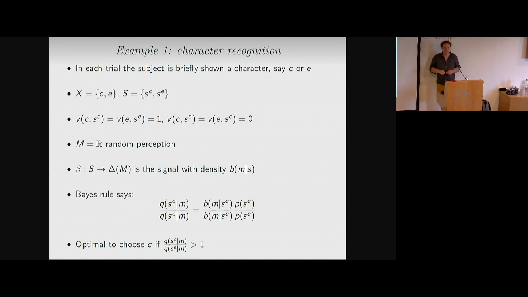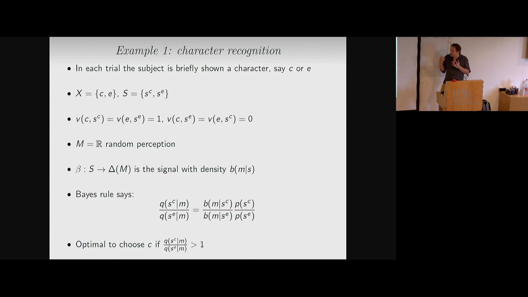So the choice set is C and E, and there are two states: the true character was C, or the true character was E. The utility is 1 if the agent says C and the true character was C, and likewise for E. And if they make a mistake, they get 0. Okay? They are incentivized.